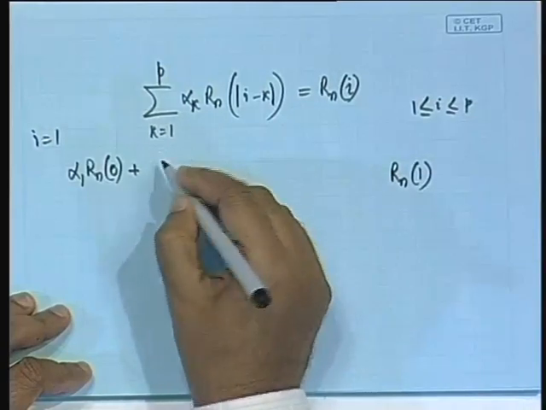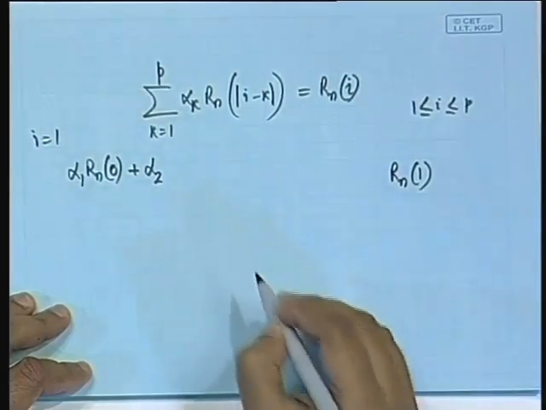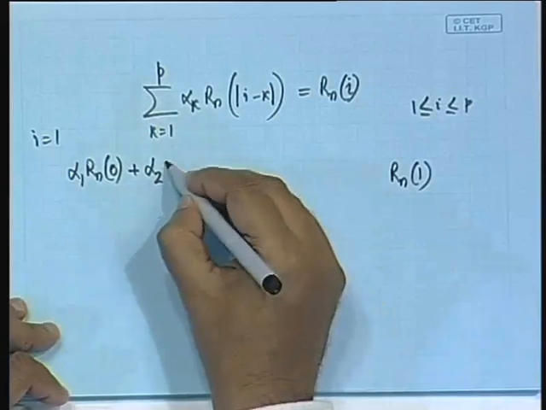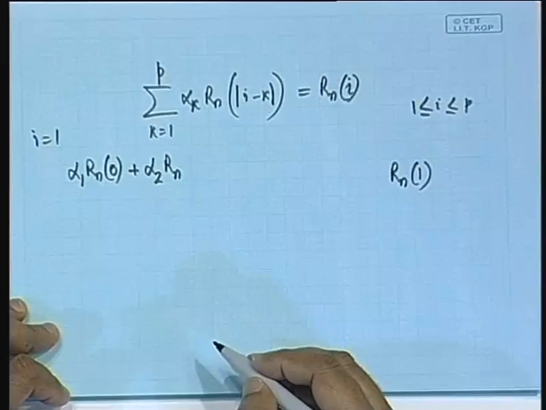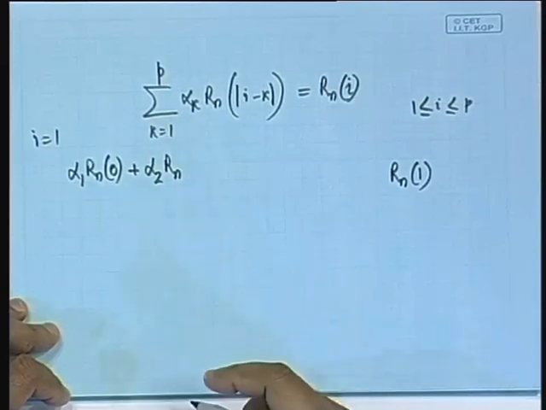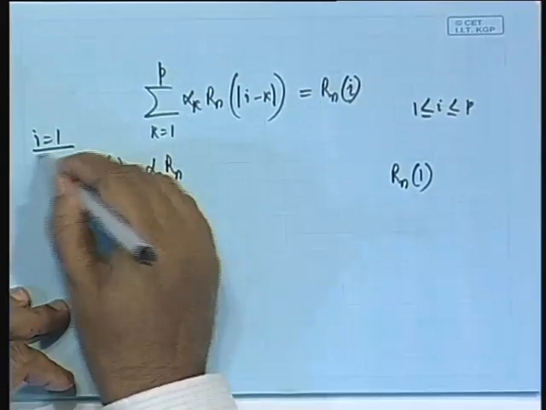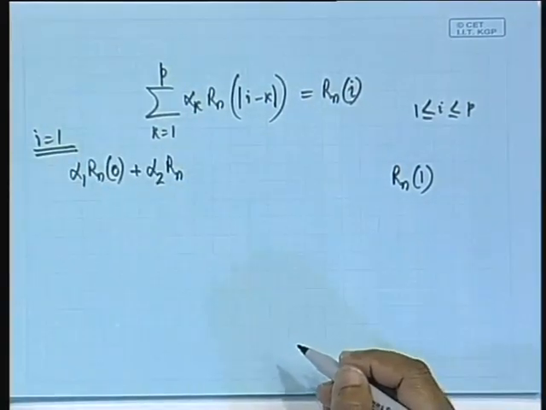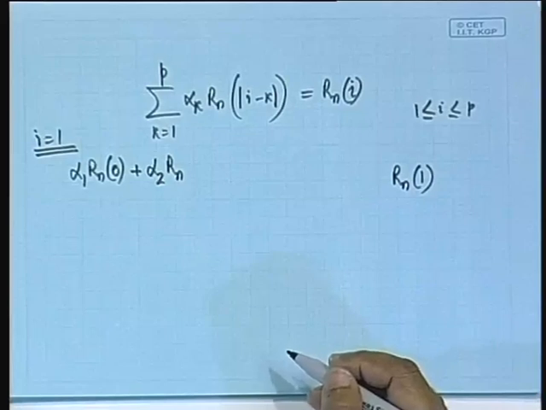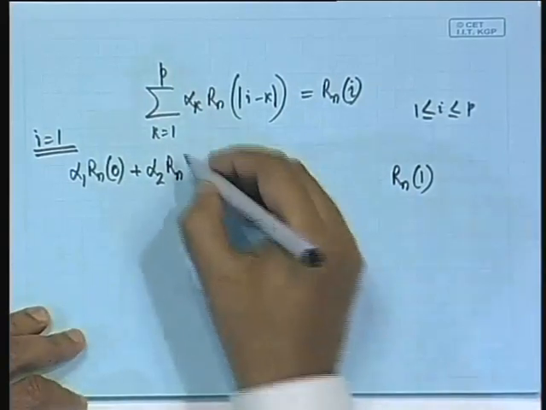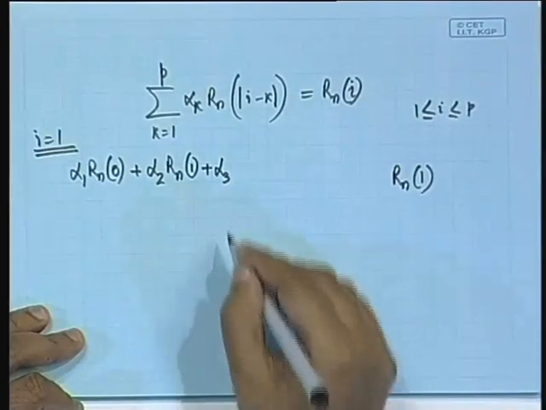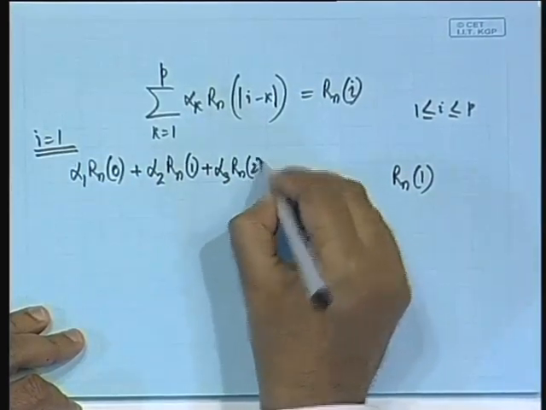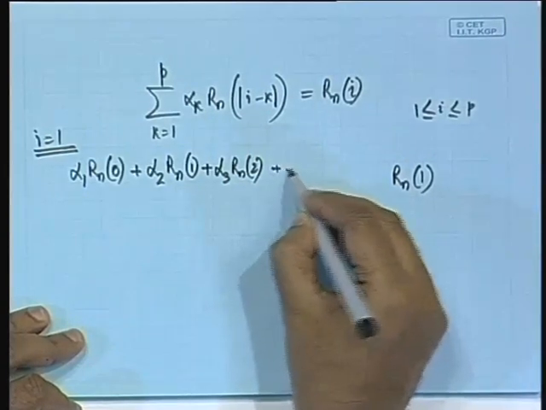What will be the second term of the left hand side? Alpha 2 times Rn, and what is mod of I minus k now? Now k has become 2, and what is I? I is still 1. This equation we are writing for I is equal to 1. So I is 1, k is 2, so Rn mod of minus 1. So this means to say it is Rn 1, right. Third term, alpha 3 Rn 2, okay, and plus so on.